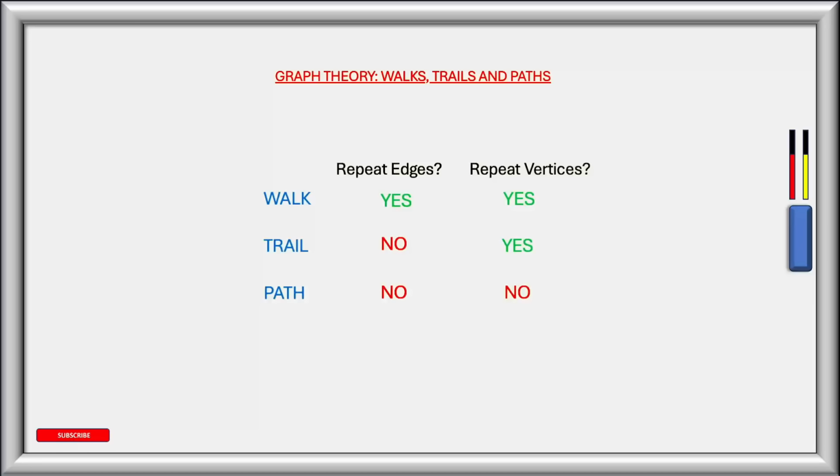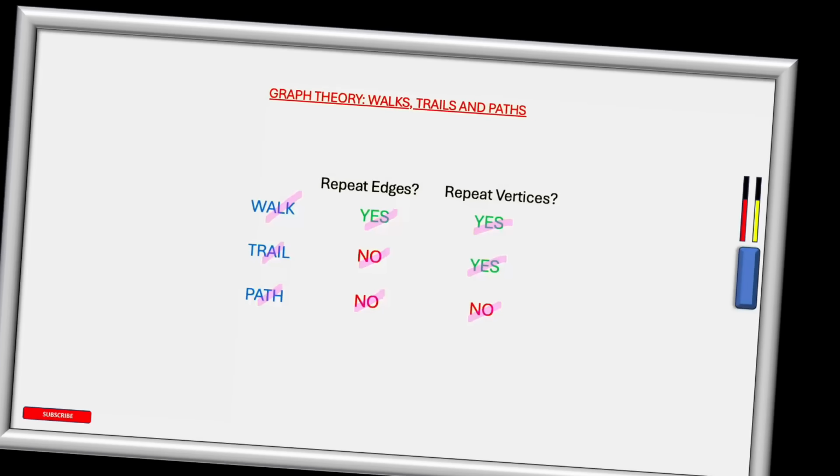Before we look at some challenges, let's summarize what we've just learnt. So with a walk, we can repeat edges and vertices. With a trail, we cannot repeat edges, but we can repeat the vertices. And with a path, we cannot repeat edges or vertices. Now let's take a look at some challenges.